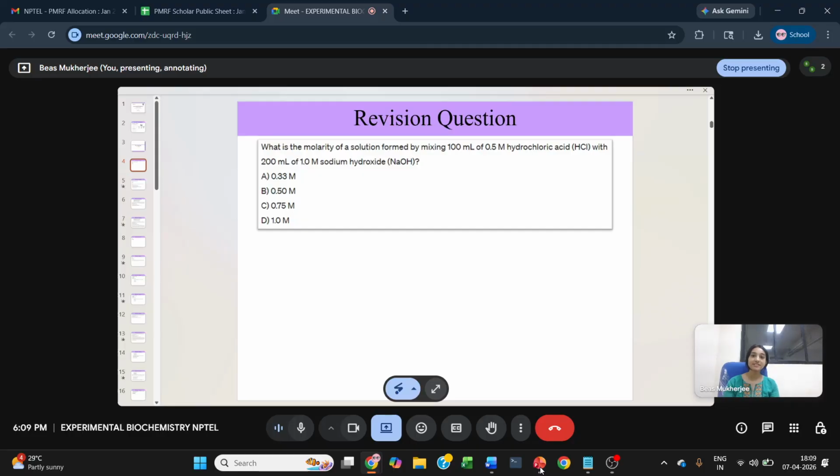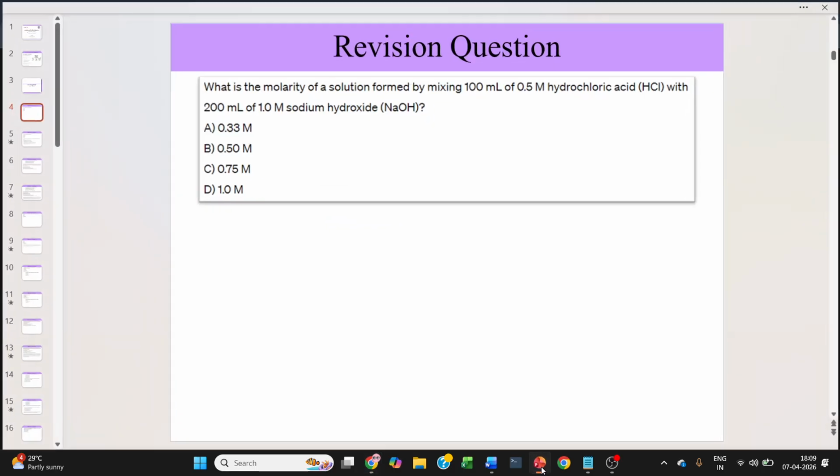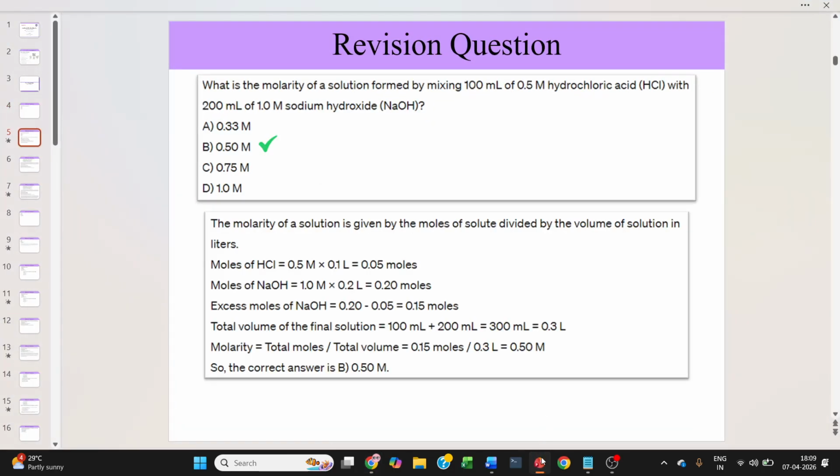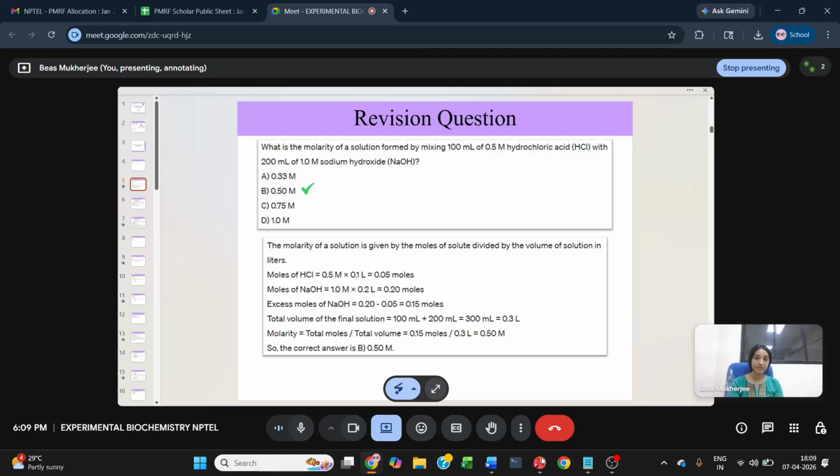So the first question is, what is the molarity of a solution formed by mixing 100 ml of 0.5 molar HCl with 200 ml of 1 molar NaOH? Right, so we will look at the solution. So how are you going to solve the question? It's explained here for your understanding. The molarity of a solution is given by the moles of solute divided by the volume of the solution in liters, right? So that is the definition for molarity.